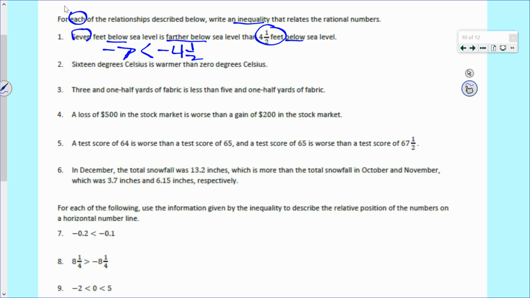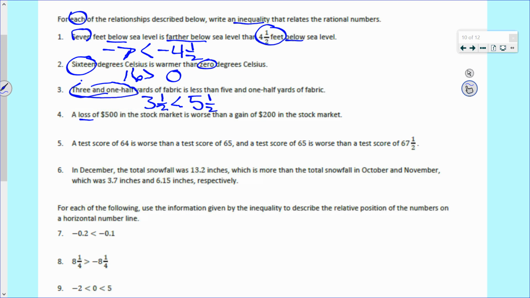Pretty easy, right? 16 degrees Celsius. What integer would represent that? 16. 16 is warmer than 0 degrees Celsius. 16 is what than 0? Greater than. Guys seen how to do this? Should take you all of how long to get this whole page done? 5 minutes. 3 1/2 yards of fabric. How do I write that? 3 1/2 is less than, they even gave you the symbol, 5 1/2 yards of fabric.